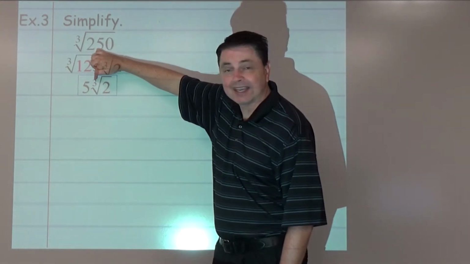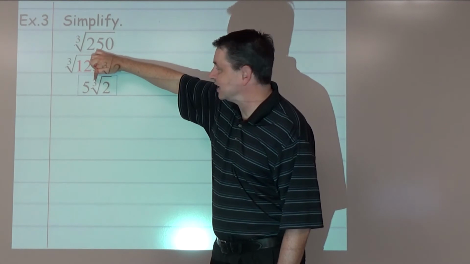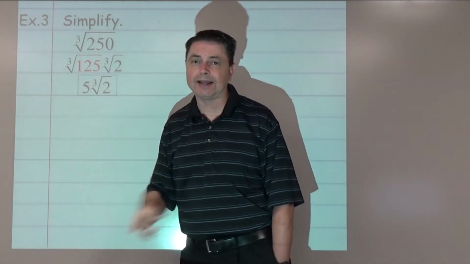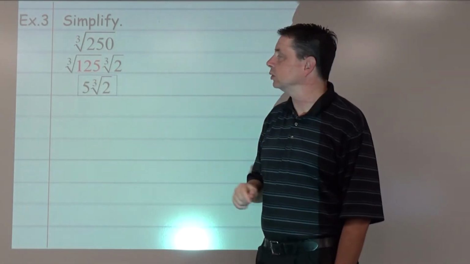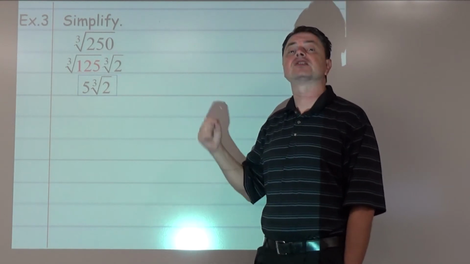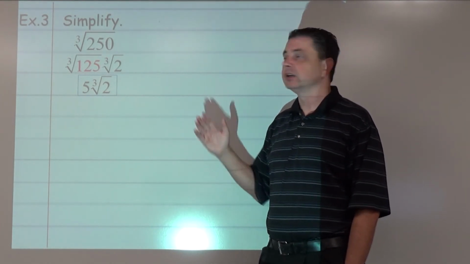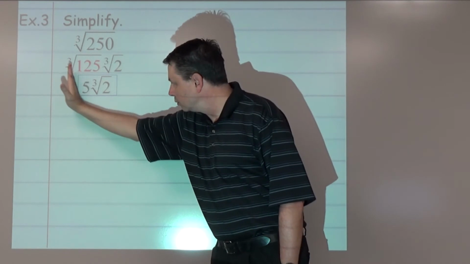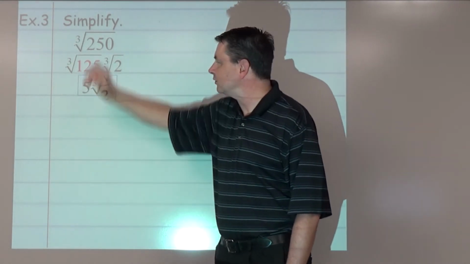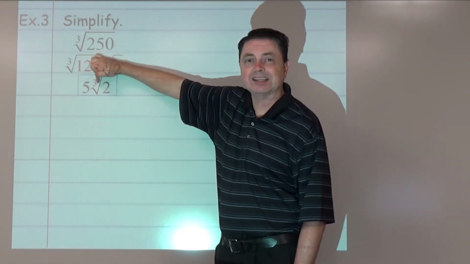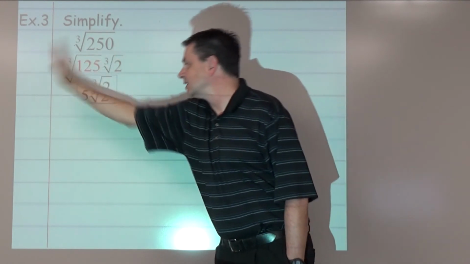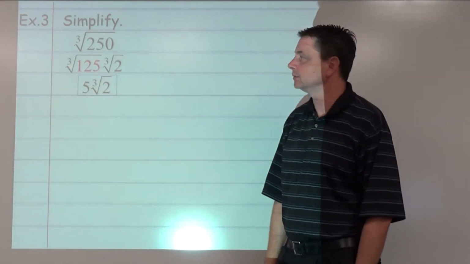Make sure you're very careful about placing this in the notch. If it gets outside, I'm going to think that you are doing 5 cubed times the square root of 2. So make sure, you can even move the 5 out a little bit further to the left. Make sure the index is in the notch, and then it does not drift too far to the left.